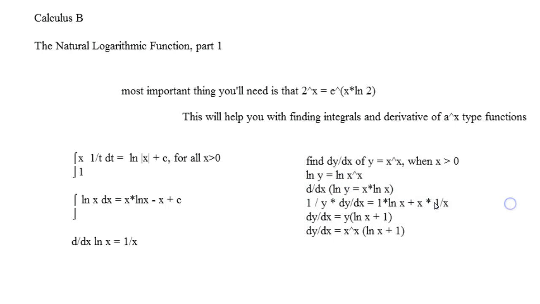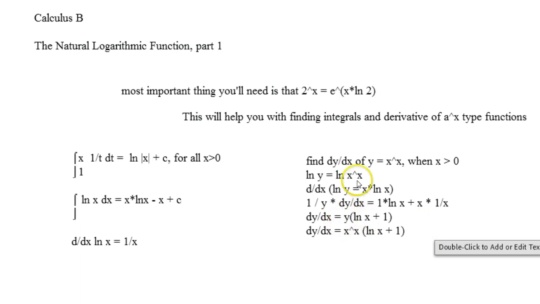Alright, so for x to the x, what we would do is take the natural log of both sides. Then we would take the derivative. Okay, the left side would become 1 over y times dy/dx, so that's implicit differentiation. And the right side would use the product rule. So it would be 1 times the natural log of x plus x times 1 over x. Alright, and then we multiply both sides by y.